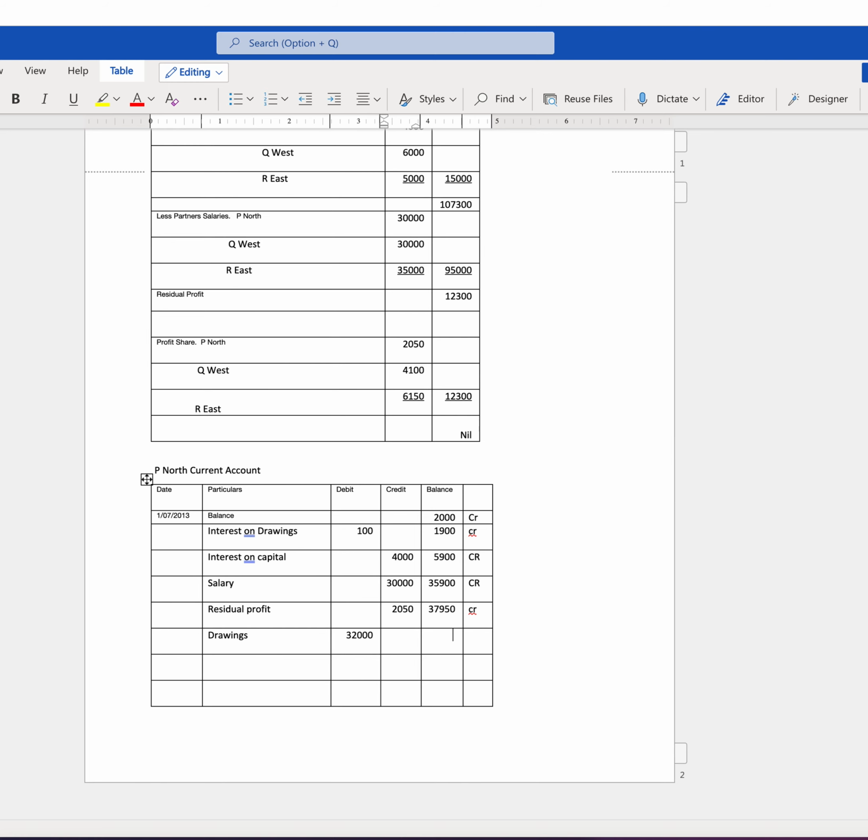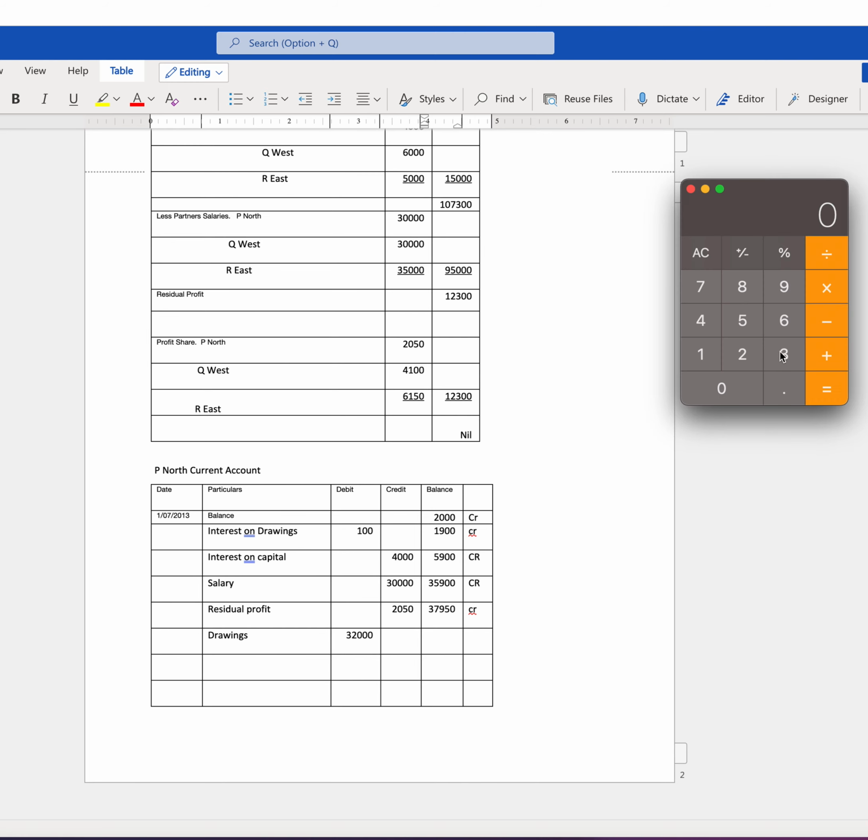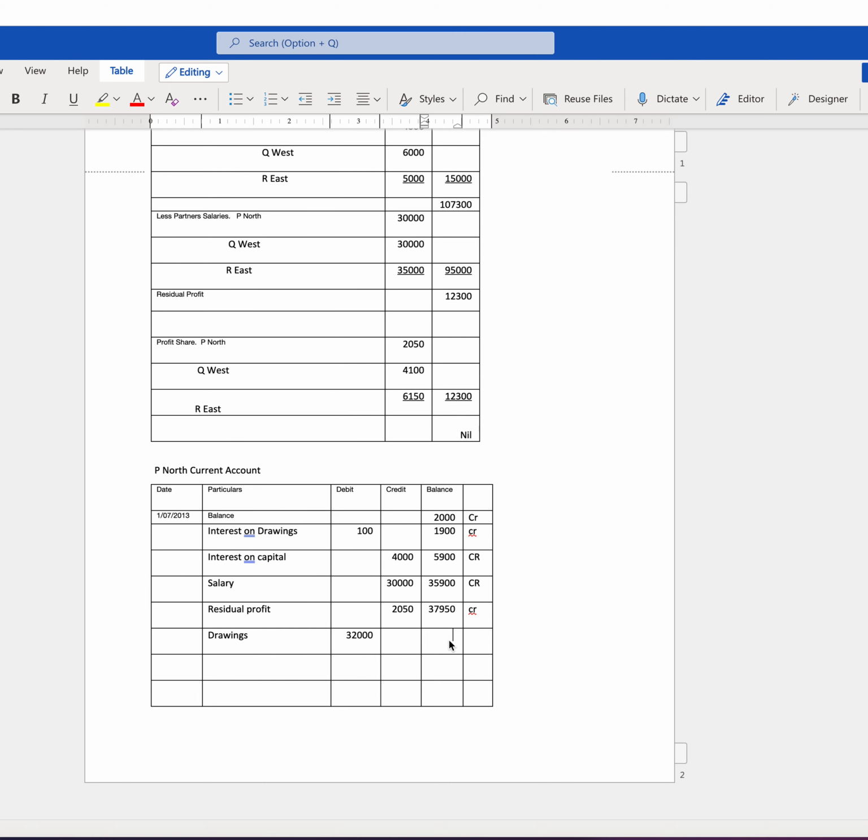So 37,950 take away 32,000, I'm going to use my calculator. 37,950 minus 32,000, means we've got 5,950 remaining in this account, 5,950, and that is a credit balance, and that's how you complete a current account. I hope that was helpful.